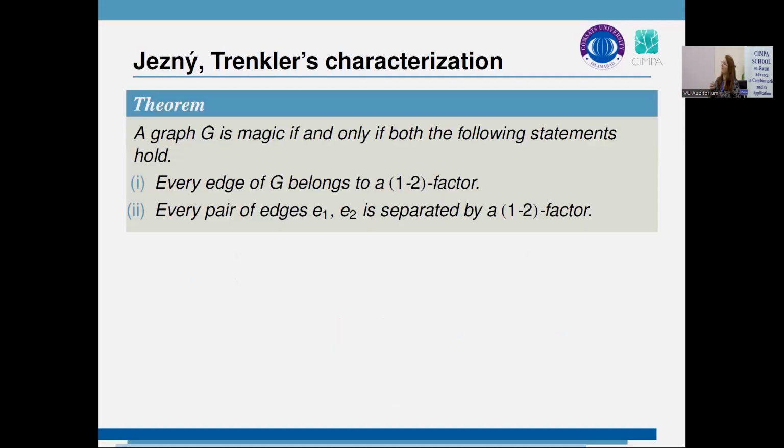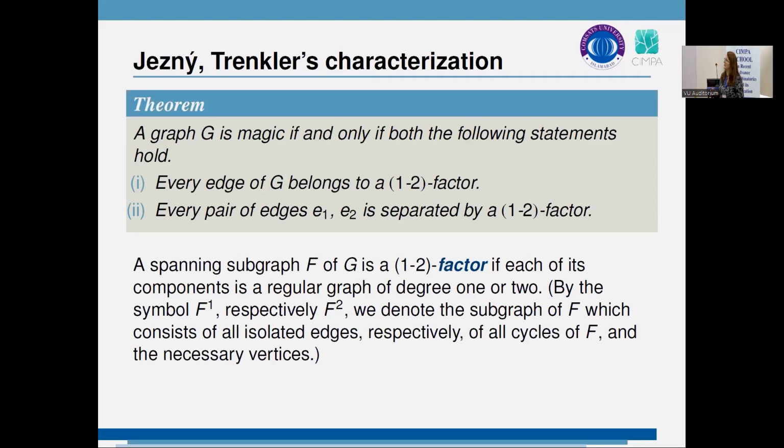Okay, now I would like to show you how we can obtain a magic labeling of any graph. We will use the Ježný and Trenkler characterization of magic graphs. They proved that a graph is magic if and only if the following two conditions are fulfilled. The first one: every edge of the graph belongs to a one-factor. So what is a one-factor? A one-factor is a spanning subgraph of a graph such that every component of this one-factor is either one-regular or two-regular.